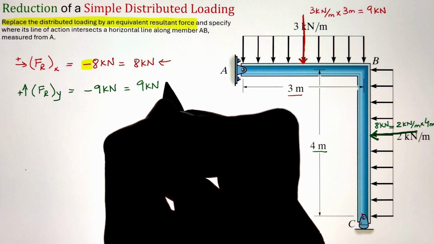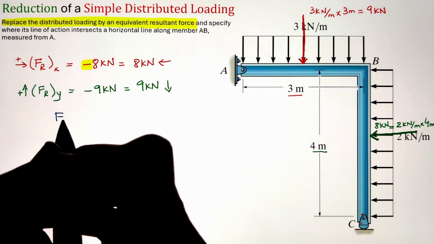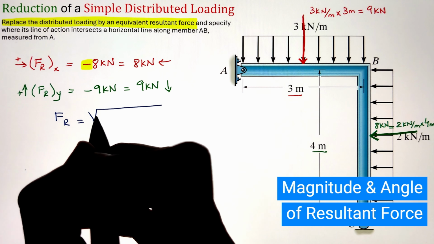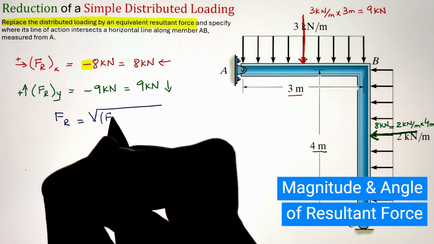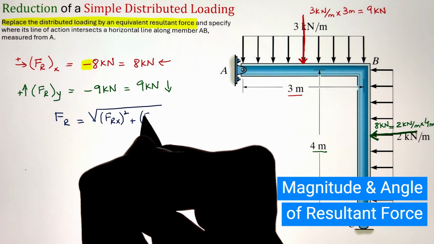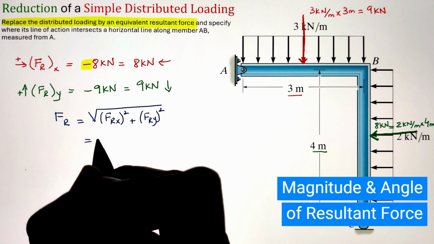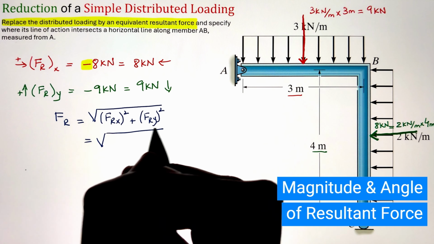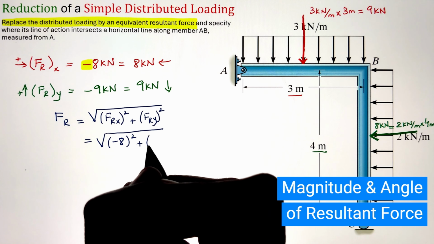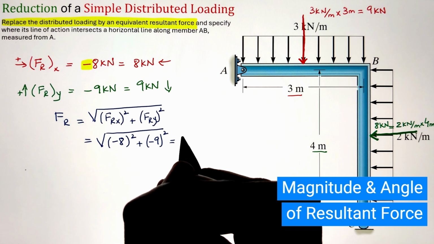Now, once we have the individual components, let's go ahead and figure out the magnitude of the resultant force by combining these individual components utilizing our magnitude formula. That is taking the square root of x component square term plus y component square term. If we plug in the numbers in the formula and simplify, we are getting our final value of 12.04 kilonewton. That is the magnitude of the resultant force.